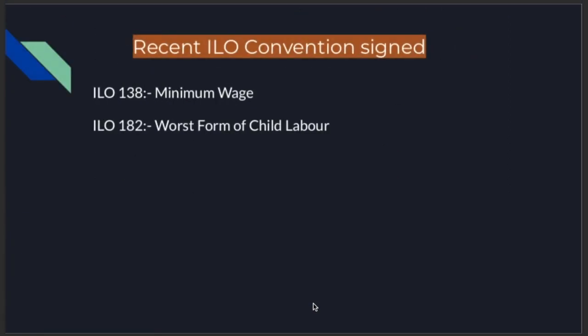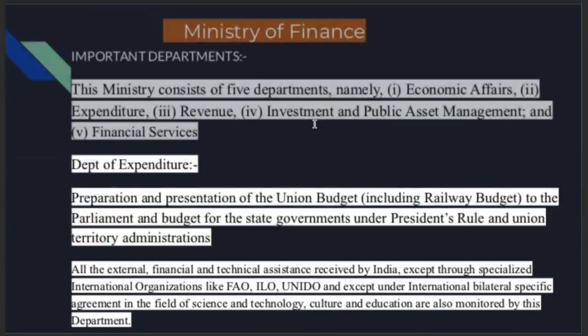Now, the recent ILO conventions India has signed are ILO 138 and ILO 182. ILO 138 is related to minimum age and ILO 182 is related to the worst forms of child labor. UPSC has asked about one of the ILO conventions in the prelims examination because India has recently signed it. Therefore, I have put these two important ILO conventions.